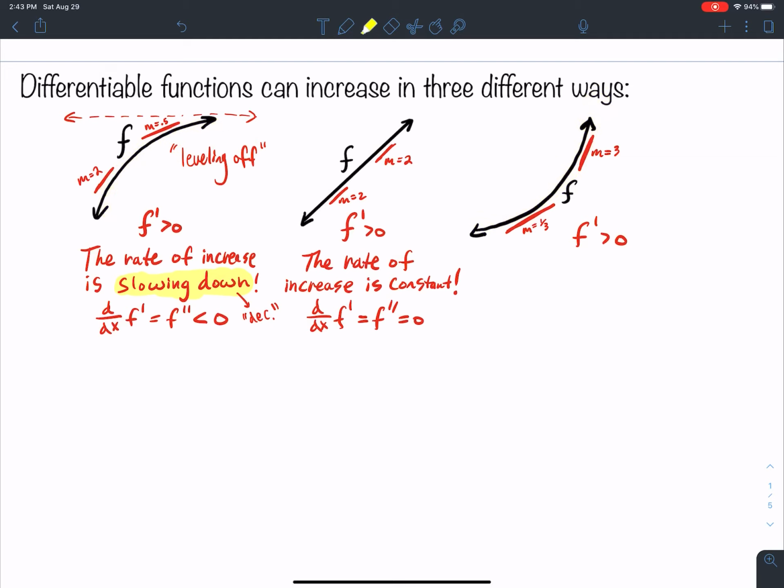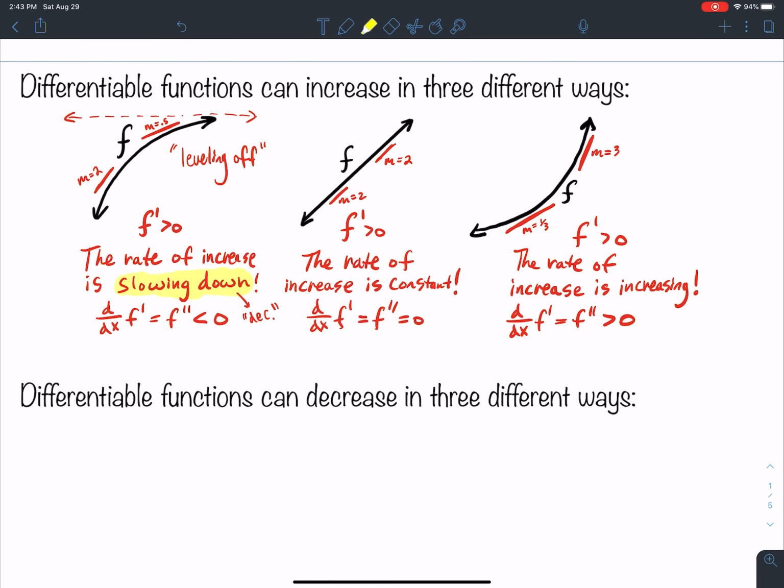Okay, so since we're an increasing function, our derivative is positive. But what do we know about the derivatives as x increases? What's happening to the derivatives? Well, it looks like my derivatives, the rate of increase, is actually increasing. And if that's the case, then the rate of change of the derivative, which is the second derivative, is going to be positive. Cool.